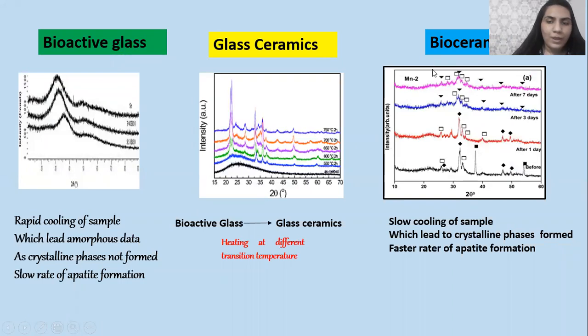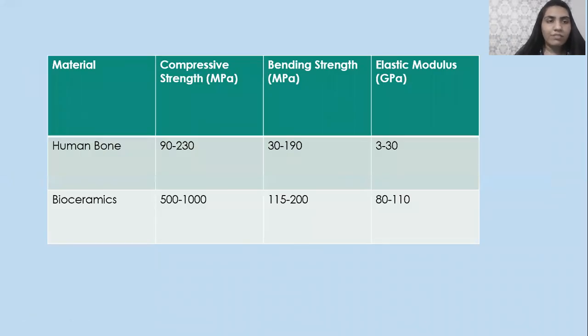And what about the bioceramics? Here, the slow cooling of the sample led to crystalline phases being formed and a faster rate of apatite formation. Why do we take the bioceramics? What are the unique properties when we compare the bioceramics with the human bone?